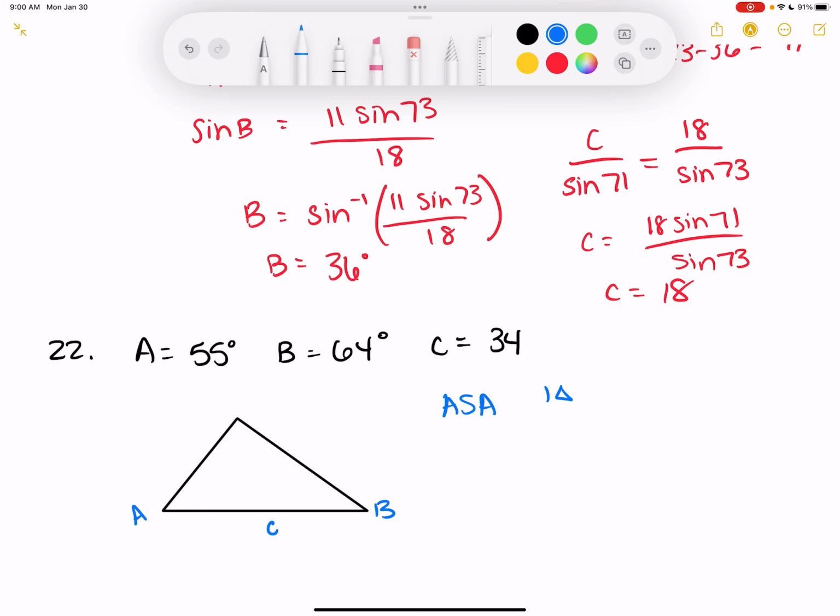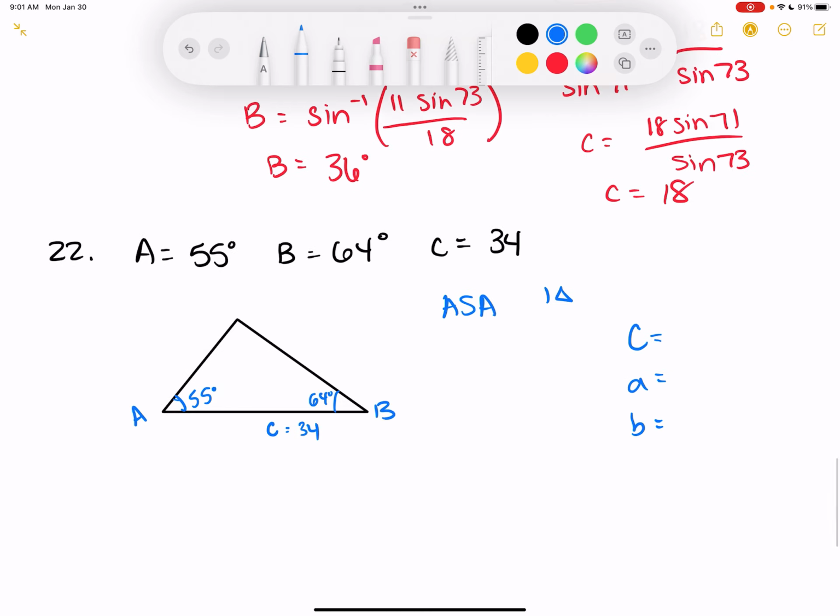So ultimately, I'm going to be looking for angle C, side A, and side B. So looking for C, A, B. So I'm going to put in the stuff that I knew. So 55 degrees, 64 degrees, and then side of 34. So what can I find first? Angle C. Which is what? Or how do I find it? 180 minus 64 minus 55. Yep. 61. 61 degrees.